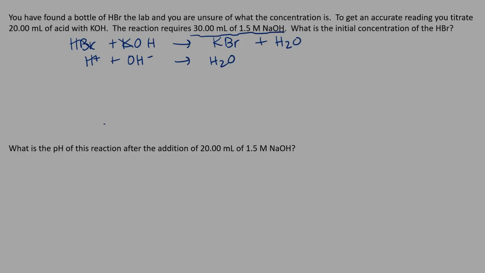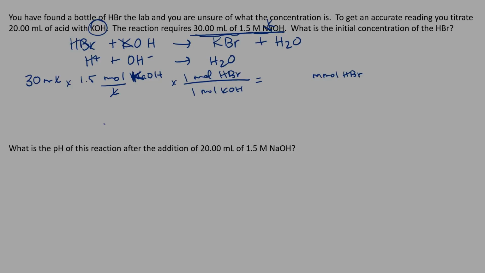And we're going to start with what we know most about. So we know 30 milliliters of 1.5 molar sodium hydroxide, and it says with KOH, so this should be K. My bad. So this is K. 1 mole of KOH for every 1 mole of HBr. That'll give us moles of HBr, or millimoles actually, because we got rid of liters, we get rid of moles here, so we have millimoles left over. So 30 times 1.5 is 45.